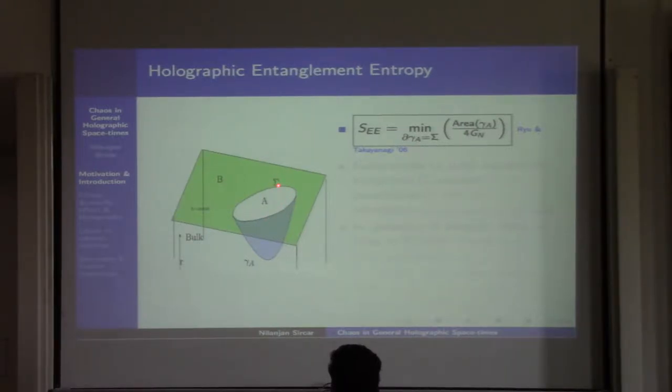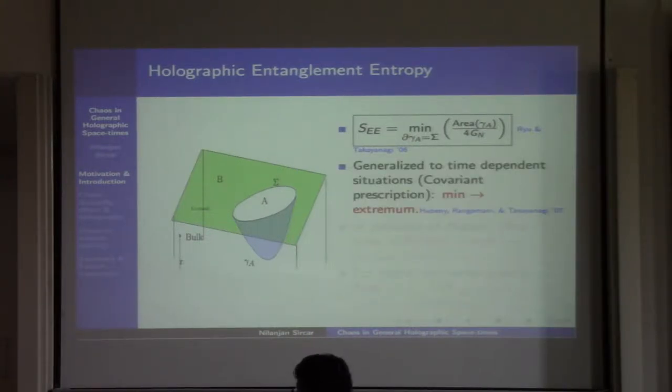Now in gravity, in holography, there is an extra direction. So you extend the surface sigma into the bulk and minimize the surface area given by gamma of A, and the prescription is to calculate the area of this surface divided by 4 times G Newton, which gives you the entanglement entropy of the corresponding field theory living at the boundary. It was generalized to time-dependent situations, like the covariant prescription.